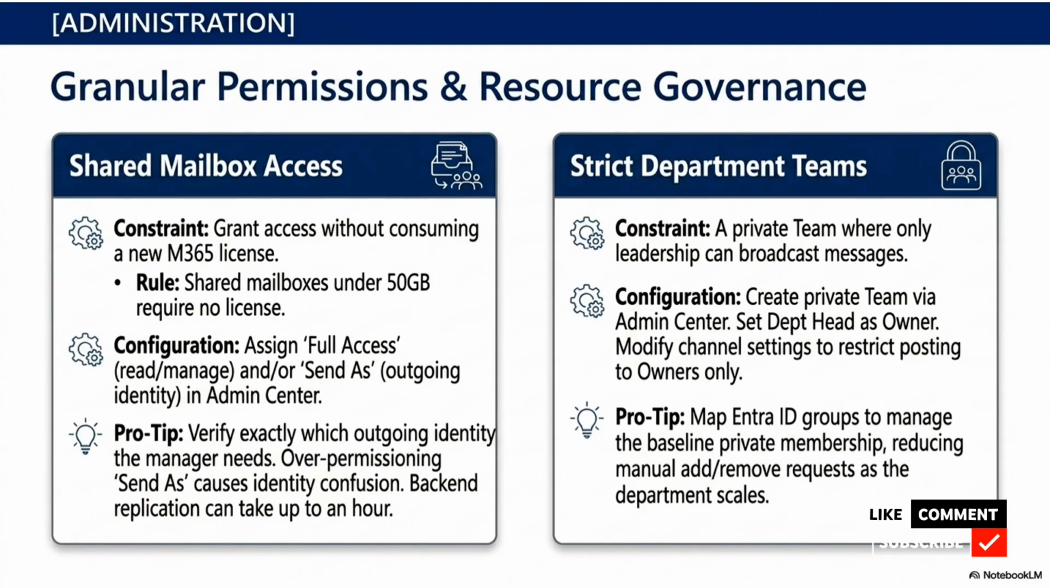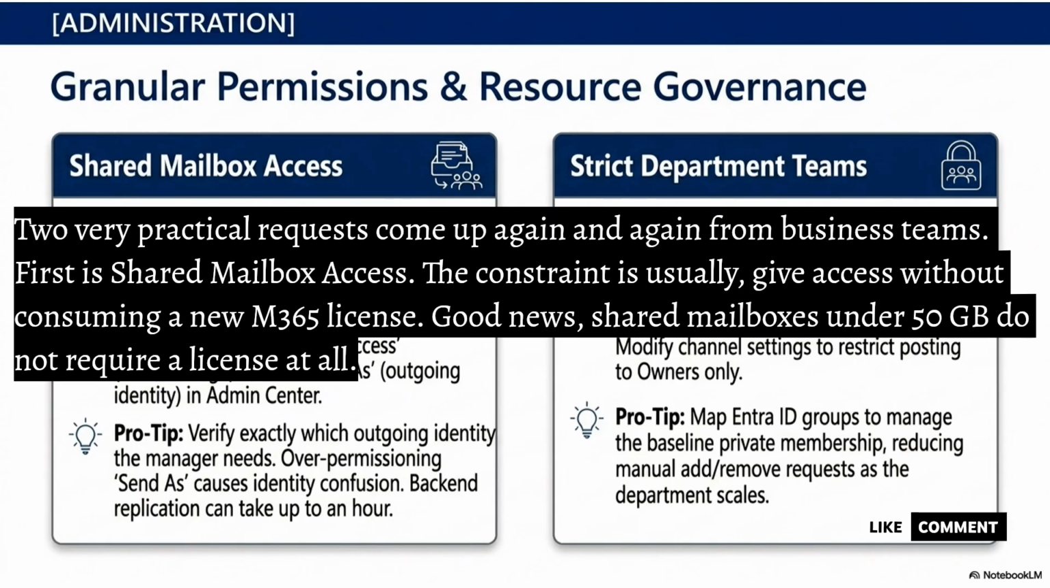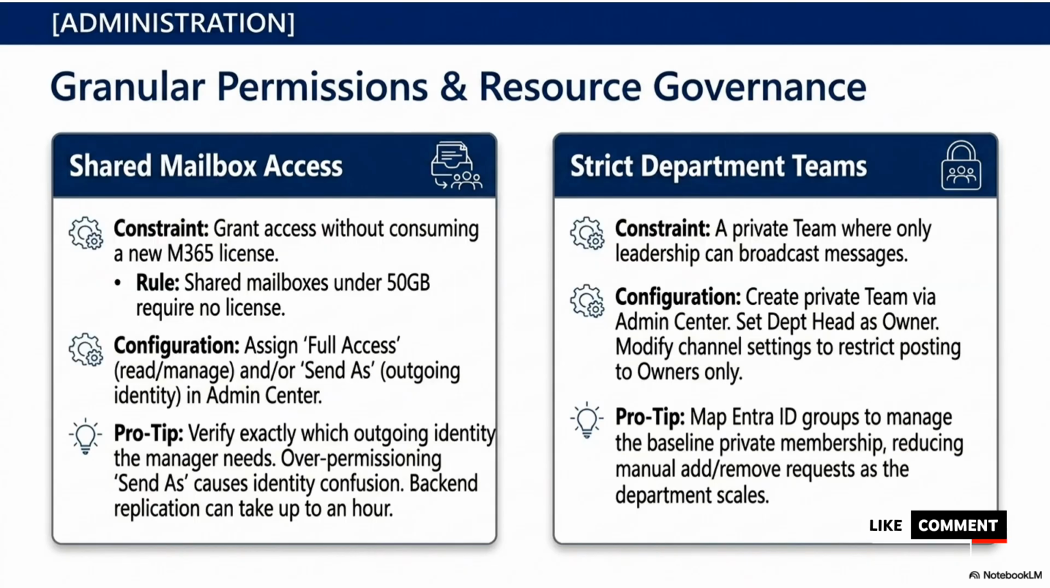Number 7. Granular permissions and resource governance. It comes under the administration category. Two very special requests come up again and again from business teams. First is shared mailbox access. The constraint is usually to give access without consuming a new Microsoft 365 license. Good news, shared mailboxes under 50 GB do not require a license at all. For configuration, you assign Full Access for read and manage permissions, or Send As for the outgoing identity, through the admin center. Pro tip here, always verify exactly which outgoing identity the manager actually needs. Over-permissioning Send As can cause identity confusion later. And remember, backend replication can take up to 1 hour, so don't panic if it is not instant.